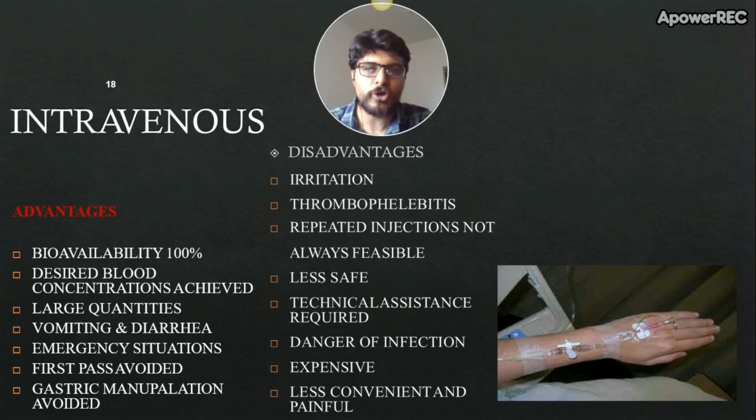Thrombophlebitis is inflammation of the vein. Repeated injection is not always feasible. It is less safe than any other route because the drug is directly entering our systemic circulation. So when any poisonous material is given, there are chances that it will produce its effect too fast. So it is less safe. Moving on, technical assistance is required. Danger of infection, it is expensive, less convenient, and painful too.